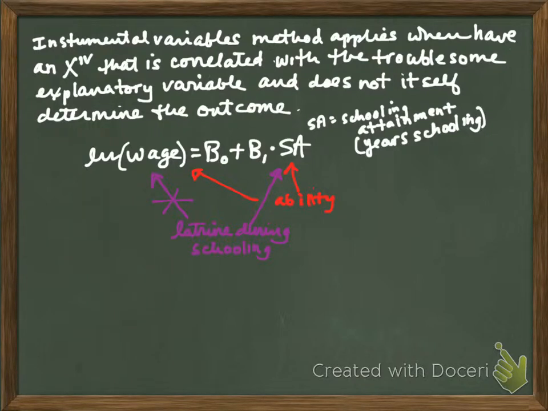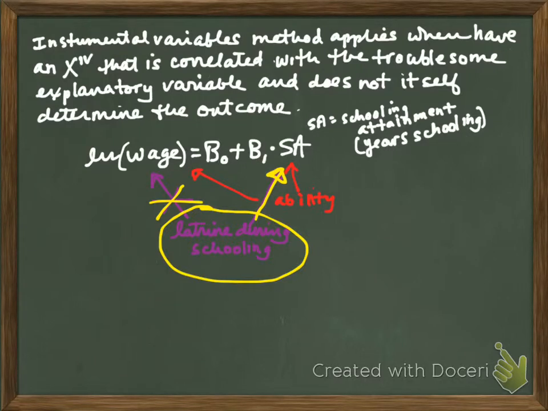Our second method is the method of instrumental variables, and it applies when we have an instrumental variable, call it X_IV, that's correlated with the troublesome explanatory variable and does not itself determine the outcome. So we have our equation. The log of wages depends on schooling attainment. Ability is our omitted variable. But we might have some instrumental variable, like whether or not you had a latrine during schooling. That latrine during schooling may have determined your schooling attainment, but would not cause you to have higher income later in life, except through your schooling attainment.